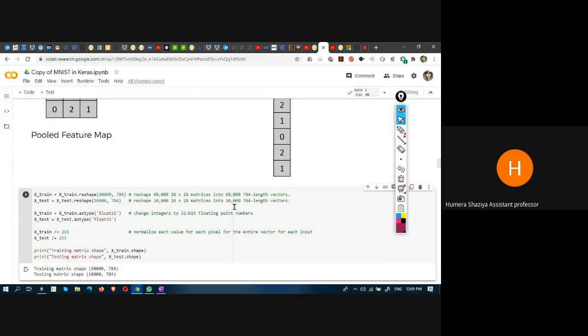After reshaping, you get a 60,000 by 784 vector, and then you are converting the pixel values to float, and then you are normalizing. If you divide the number by 255, the highest value, you get a range between 0 and 1. So this is normalizing, and then you are printing the shape. So the shape is 60,000 by 784.